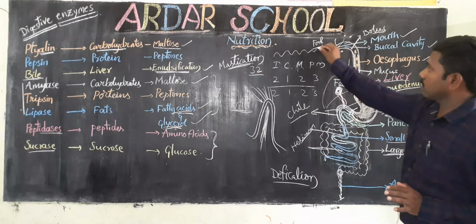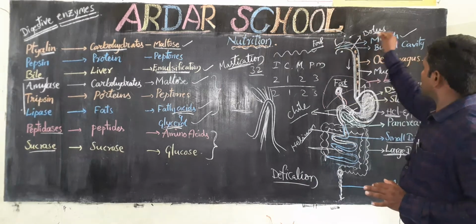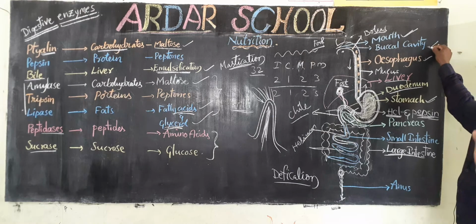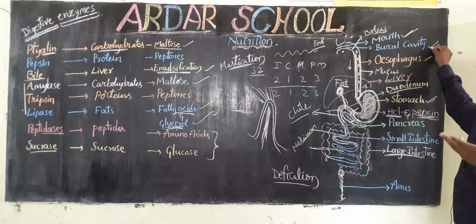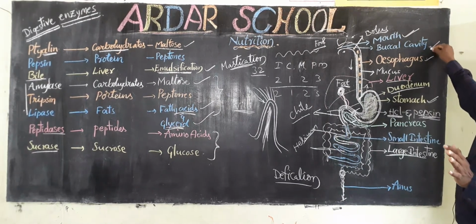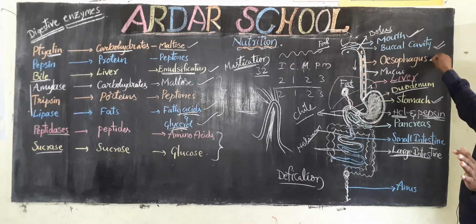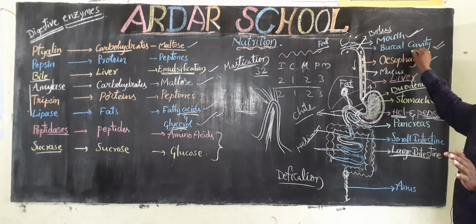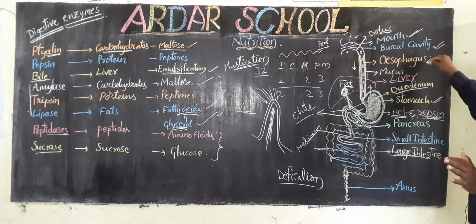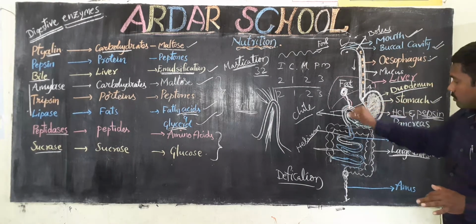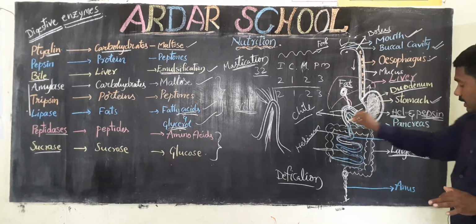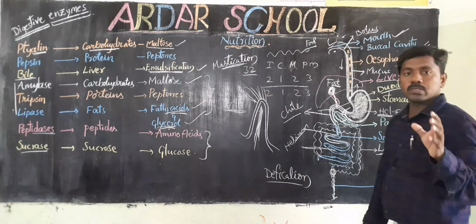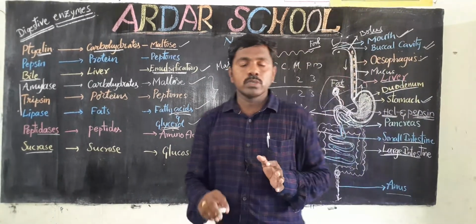Once again, children, we start with food, next mouth, next buccal cavity. In the buccal cavity we can observe the teeth, tongue, palate. After that the pharynx, then esophagus, stomach, duodenum, small intestine, large intestine, next colon, next anus. So this is the block diagram of the digestive system.